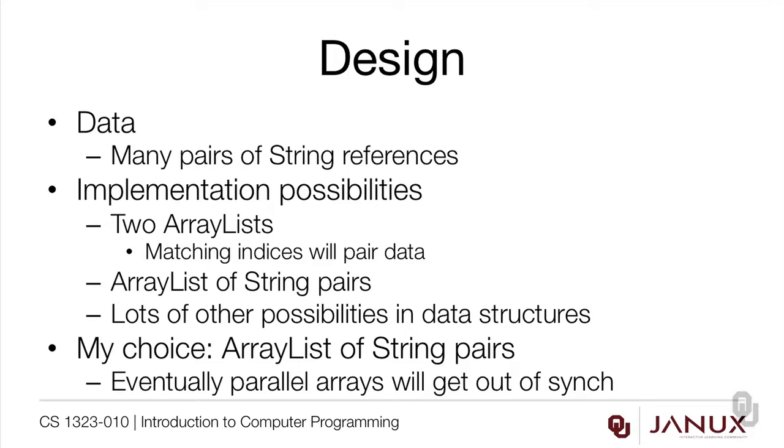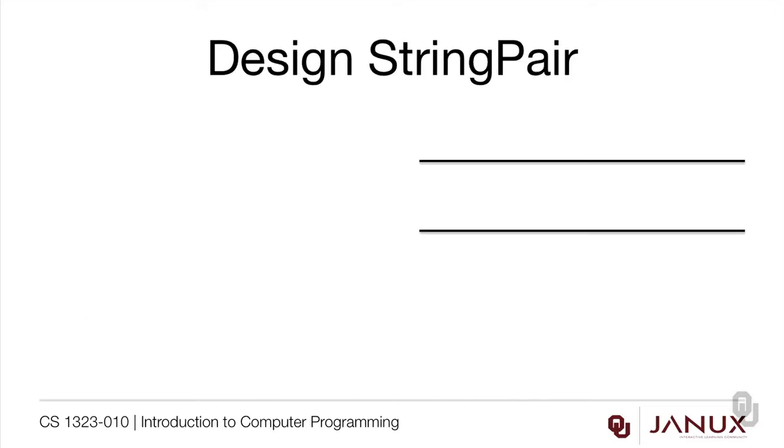It's just so hard to keep things like that correct. Whereas with a single array list, things are never going to get out of sync. We're never going to have a key shift to the next or the previous value, because it's really important to maintain the integrity of our data. I think that's the best design.